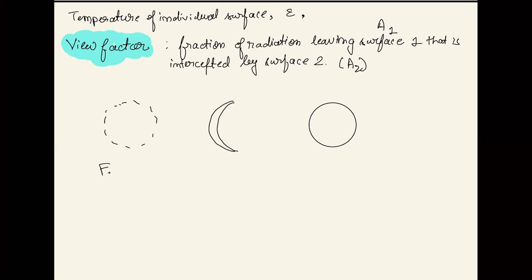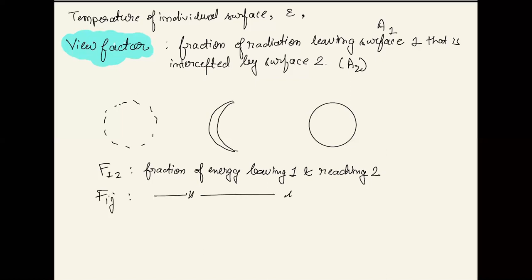So in notations it is expressed like this: F12. F is for the view factor, 12 is the notation. So 12 notation means it is the fraction of energy leaving 1 which is reaching 2. So in general, Fij will be the fraction of energy leaving I and reaching J.